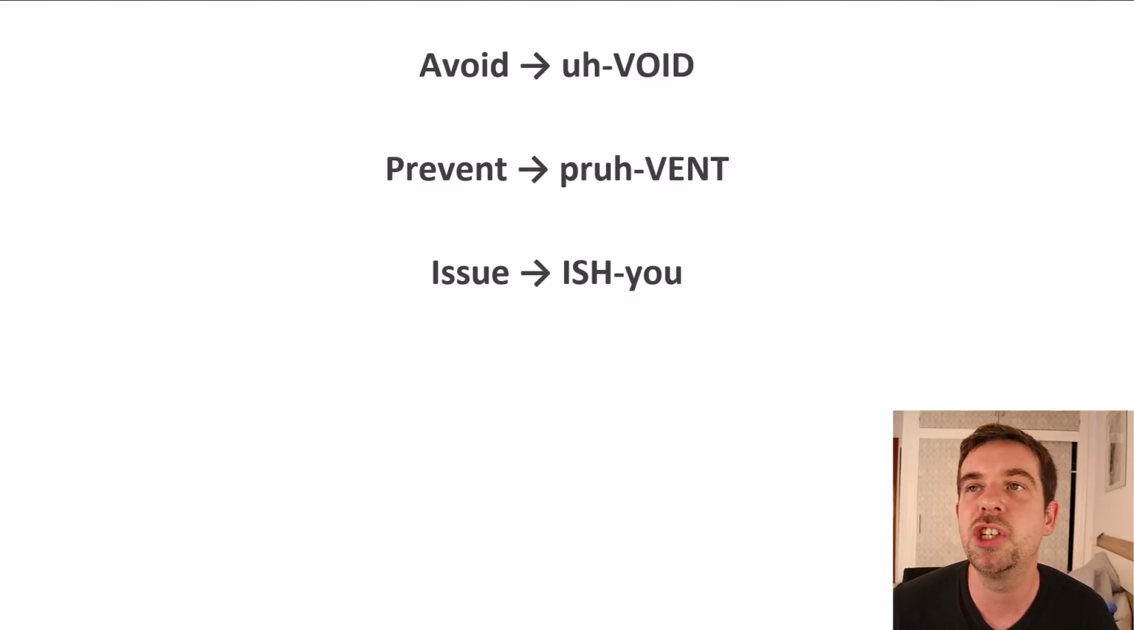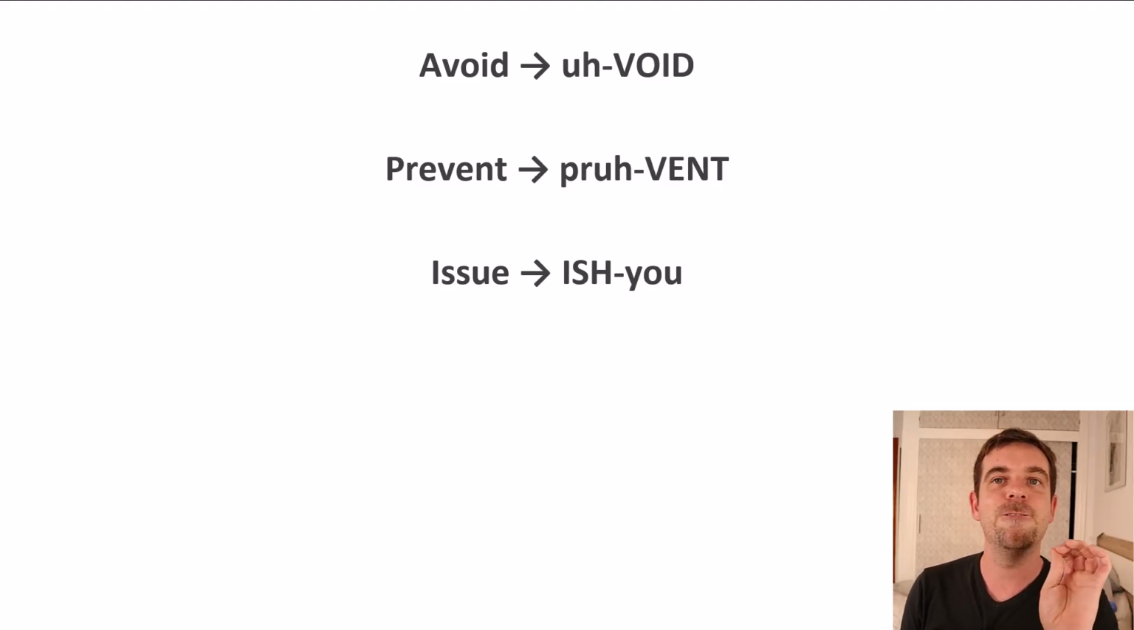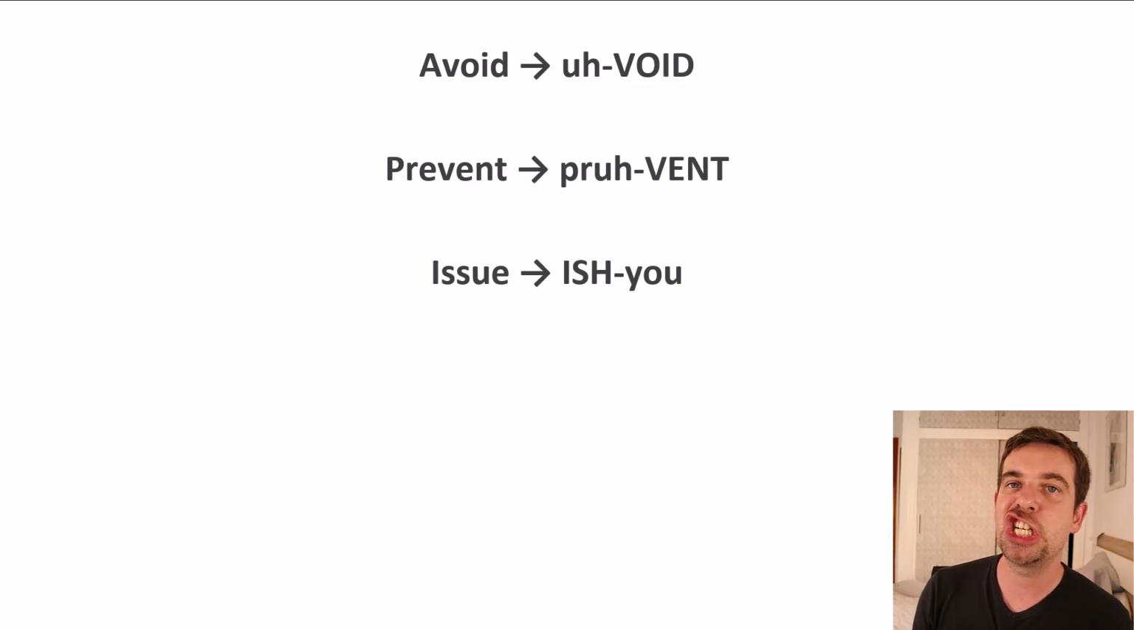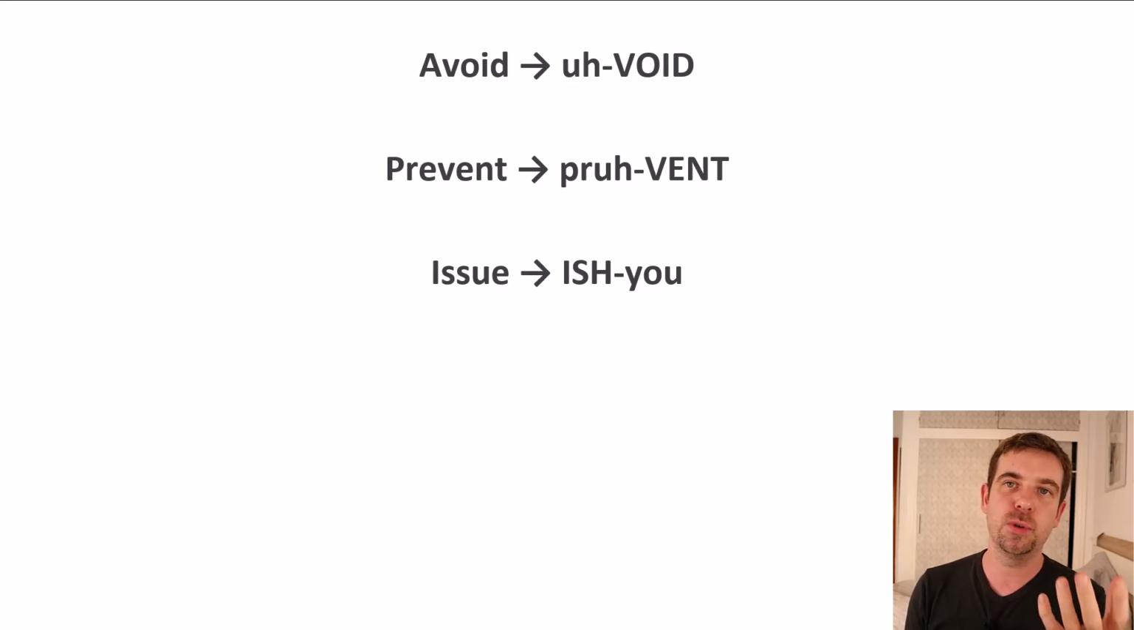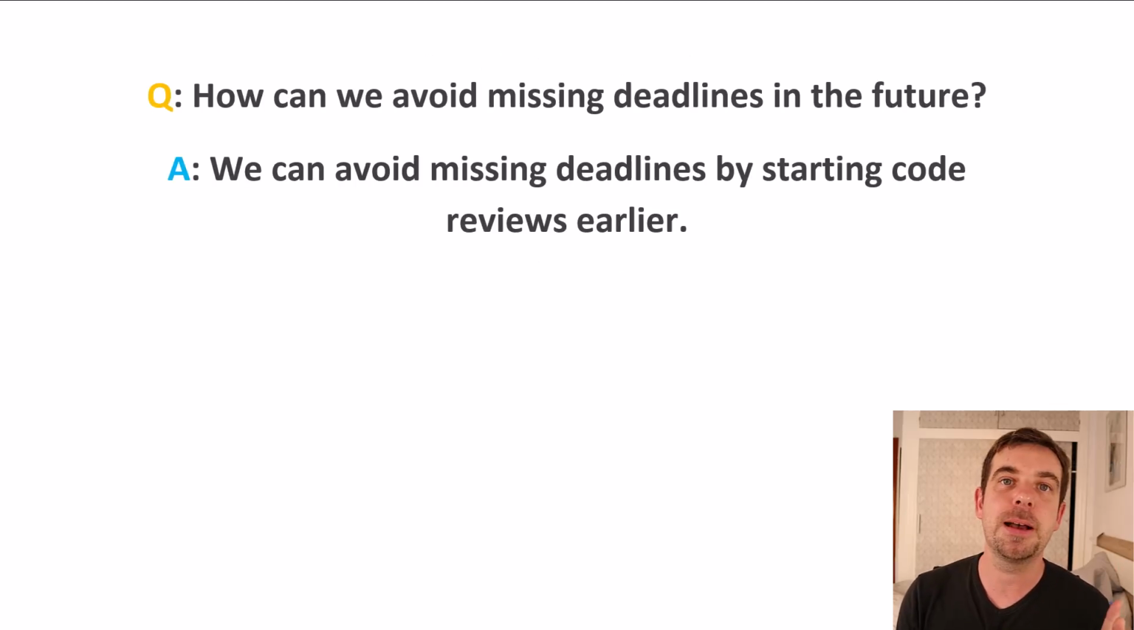So with the pronunciation, you say "avoid". Avoid. Next one is "prevent". Prevent. Prevent. And then the last one is "issue". Issue. It's really like the word "you". Issue. Issue. Okay?